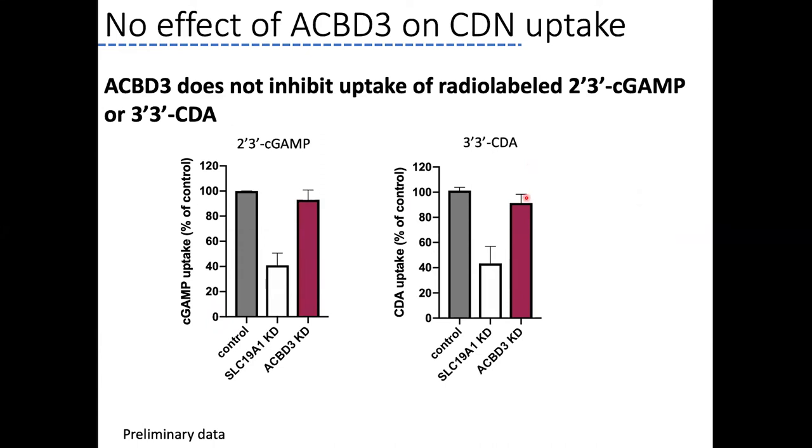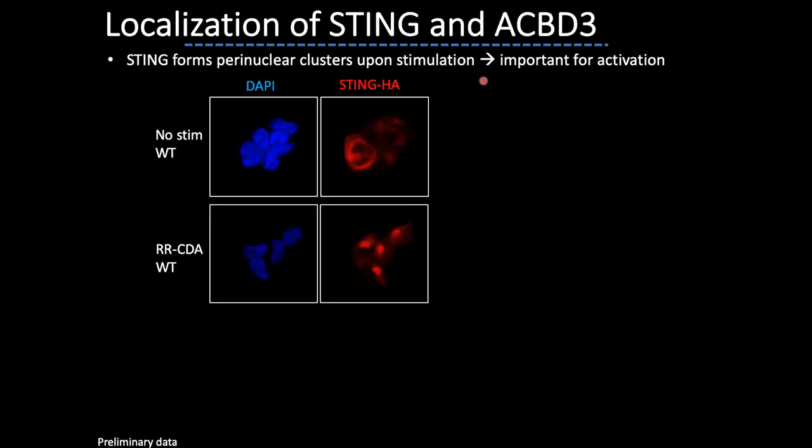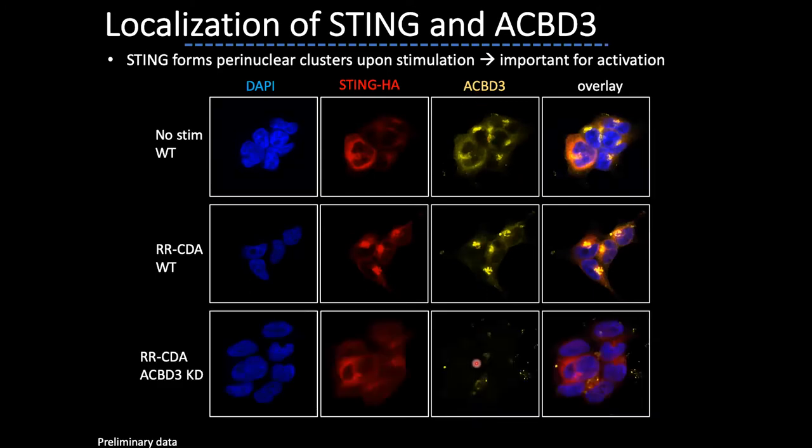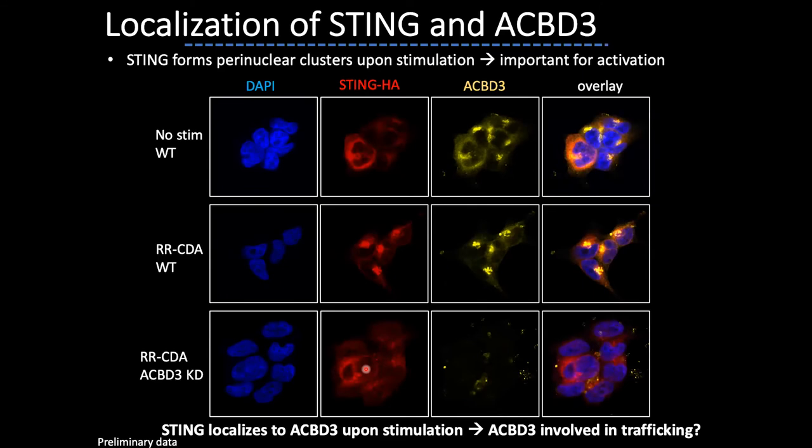So then finally, we looked at the localization of STING in the presence of ACBD3. And as I said, STING localizes to the trans-Golgi network and forms these perinuclear clusters after stimulation, and that is important for activation. So here is STING expression in cells that are not stimulated. Then we add CDNs and STING forms these activation clusters that interestingly completely co-localize with ACBD3. And if we deplete ACBD3 from the cell, so there's still some left, but not as much, STING doesn't form these activation clusters anymore. And that suggests that ACBD3 might be involved in STING trafficking from the ER to the Golgi compartment. And that's something I'm still studying here in Utrecht.